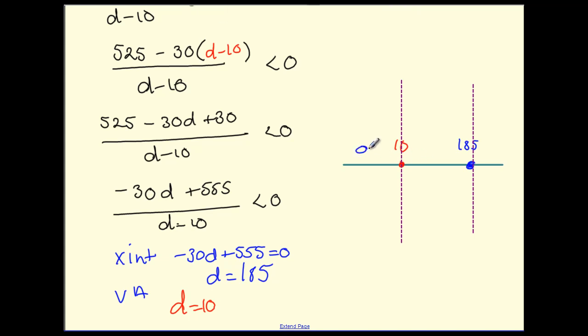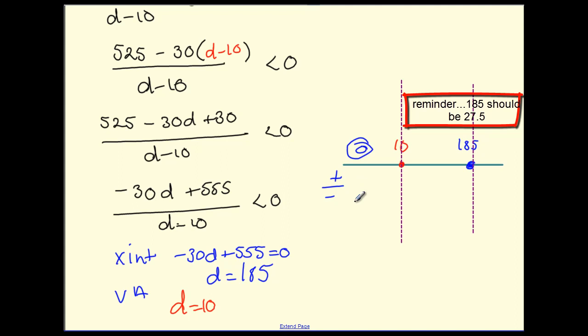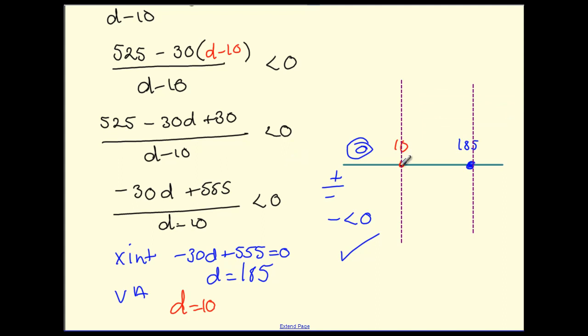So I'm going to pick a value to the left. I'm going to use 0. I'm going to plug in 0 here, and I end up with a positive over a negative. That becomes a negative. Are negative numbers less than 0? Yes, they are. So from negative infinity to 10, which is my vertical asymptote, is going to be part of my solution. Let's test a point in between here.